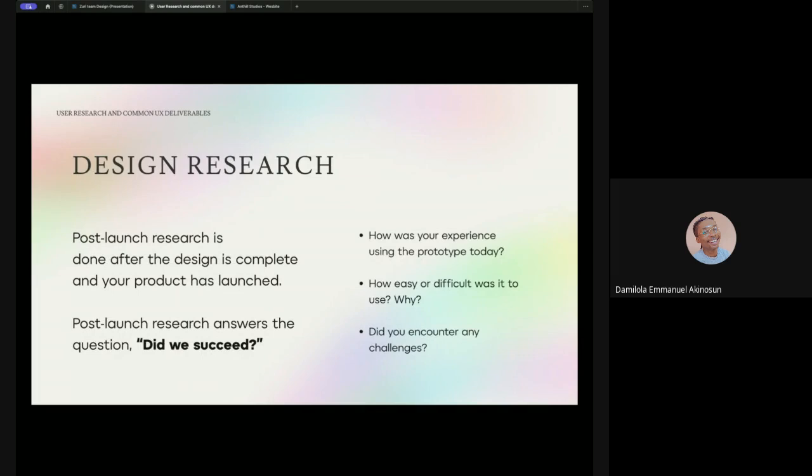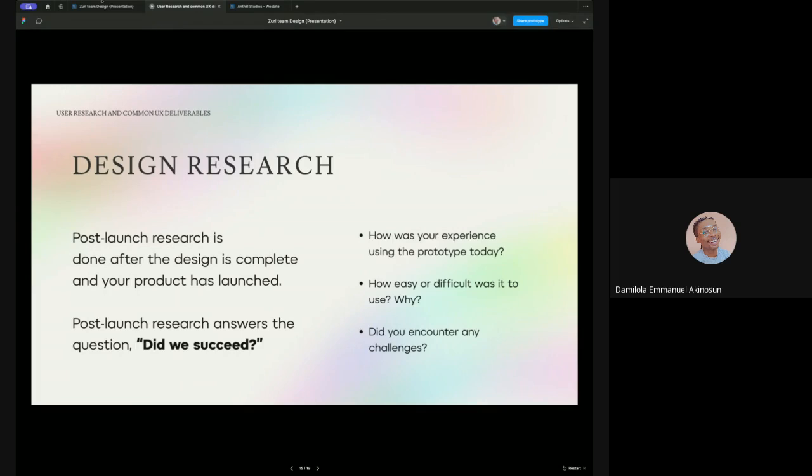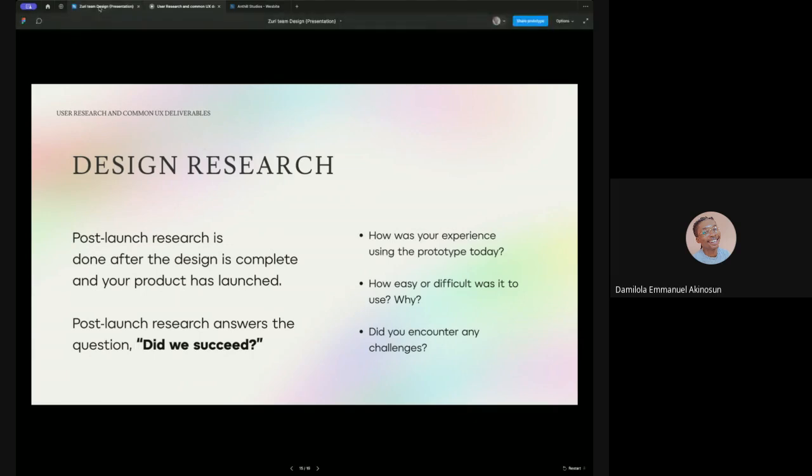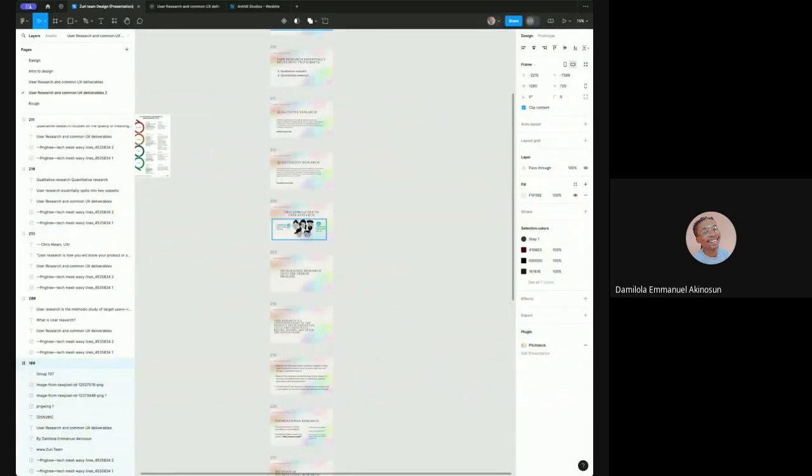We've talked about foundational research, which is the research you conduct before the design. We've talked about design research, which is the research you conduct during the design. And now this is the post-launch research. So when we say post-launch research, what do we mean? We're talking about research that is done after the design is complete and after your product has launched, right?